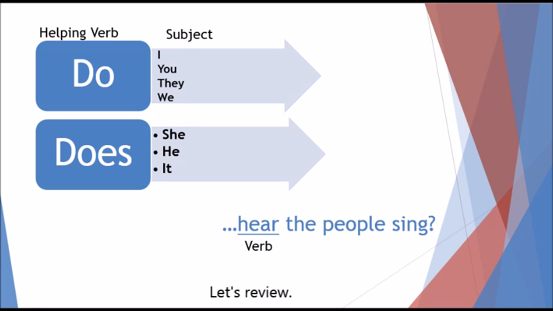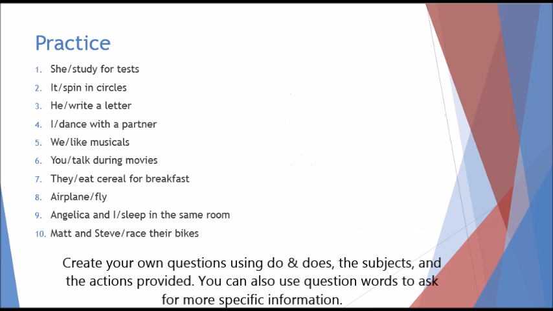Let's review. The helping verb do is used for the subjects I, you, they, and we, while the helping verb does is used for she, he, and it. In this example, do you hear the people sing? You is the subject, and hear is the action verb.